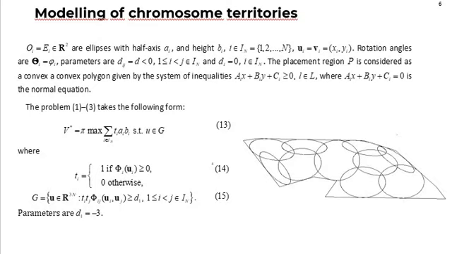The ellipses have specific half-axis lengths. Rotation angles specify the orientation. Parameters define the minimum admissible distances between ellipses and to the boundary of the placement region. The polygon is presented as a composition of two convex polygons. Placement of 10 ellipses was obtained.